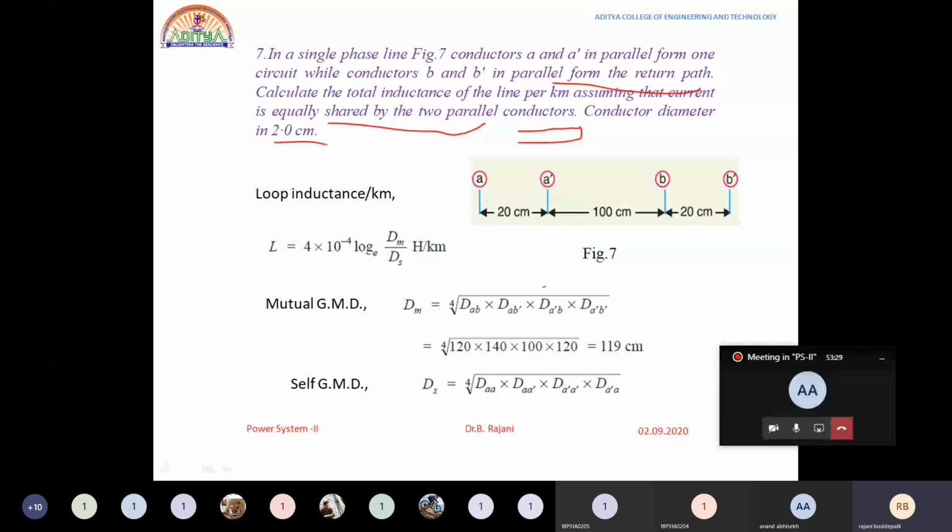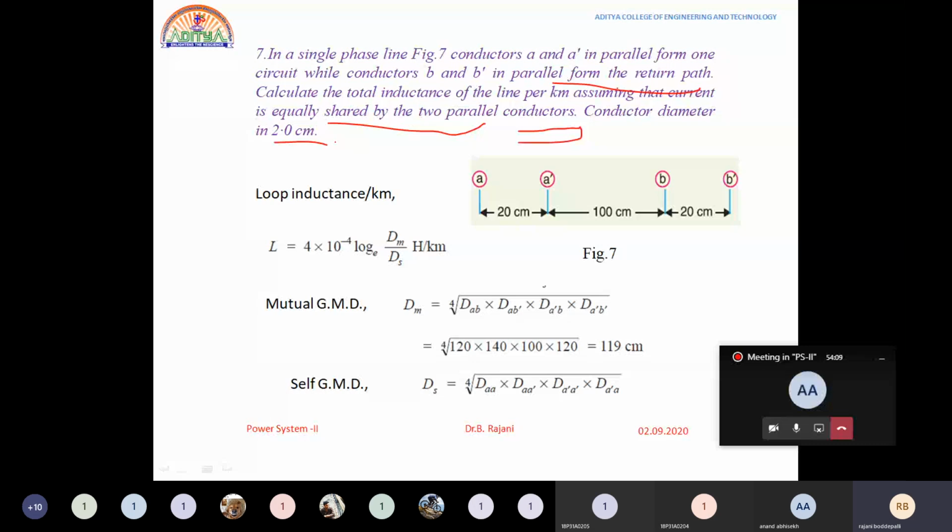See, in the question itself, what did he ask to find? In a single phase line, as in the figure below, conductor A and A dash is parallel to the other conductor B and B dash, which forms the return path. Calculate the total inductance of the line per kilometer, assuming that the current is equally shared by the two parallel conductors. Conductor diameter is 2.0 centimeters. What does it mean? One acts as the return path to the other, which means you have to find the loop inductance. Loop inductance.